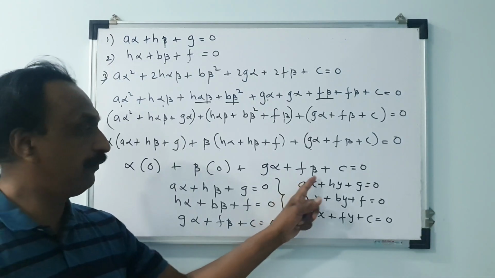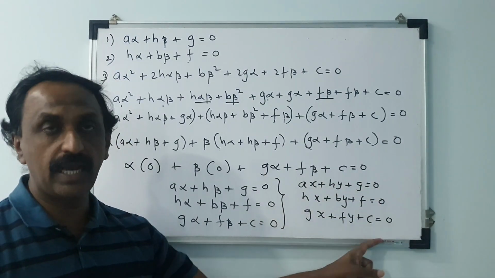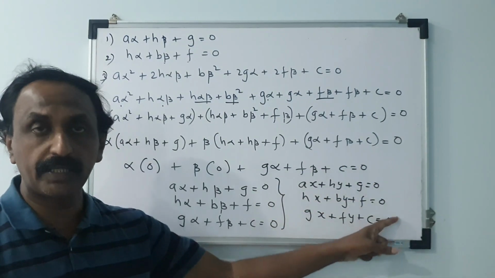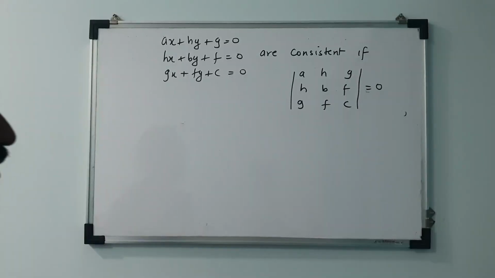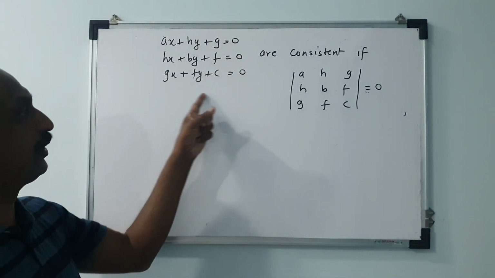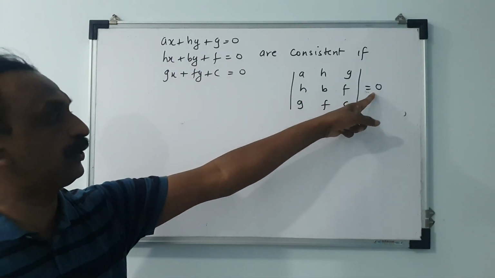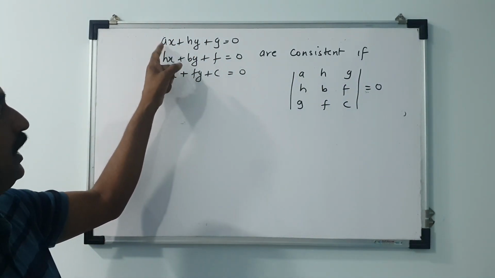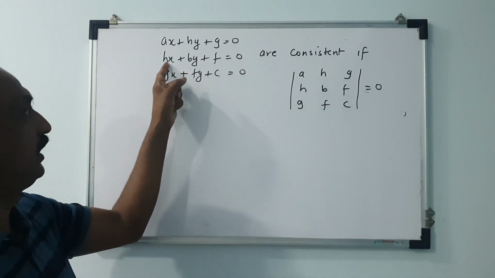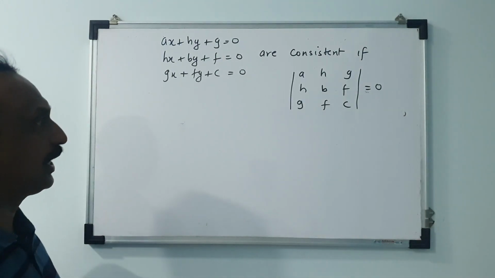If these three equations have a common solution, then only the given equation would represent a pair of lines. And we also know that the condition for three equations to have a common solution, or to be consistent, is that the determinant should be 0. What is the determinant of the equation? A, H, G in order, H, B, F in order, G, F, C.